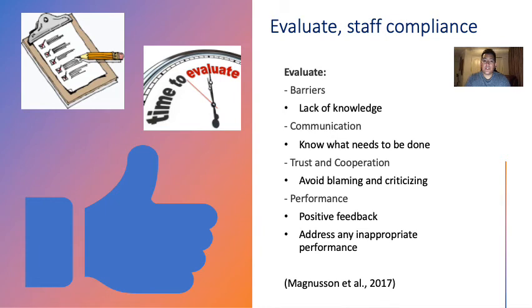With communication, the RN is going to need to know exactly what needs to be done and what the expected outcomes are in regards to patient goals, and they need to be able to communicate that efficiently. With trust and cooperation, the RN needs to avoid blaming and criticizing if any issues arise, and instead looking for the root causes of these issues. These can include inadequate training, or maybe the workload is too heavy.